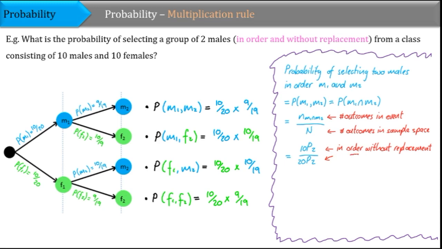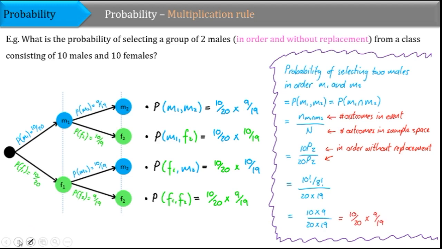And to stress, it's in order and without replacement. So if we look at the permutation formula, then this is just going to be 10 factorial over 8 factorial, and this is going to be actually 20 factorial over 18 factorial. Okay, this is 20 factorial over 18 factorial, but I took a shortcut, so I just wrote 20 times 19. And if I do the same with the numerator, it's 10 times 9.